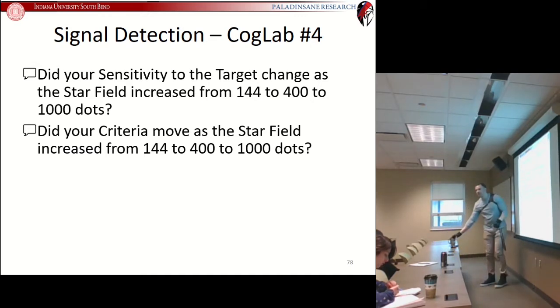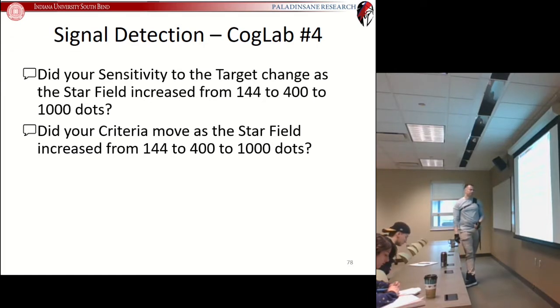And if you see the sensitivity going down, that means that your perceptual system just isn't able to detect those differences anymore. And people that can detect those differences, they would be measured as having a very, very high sensitivity.